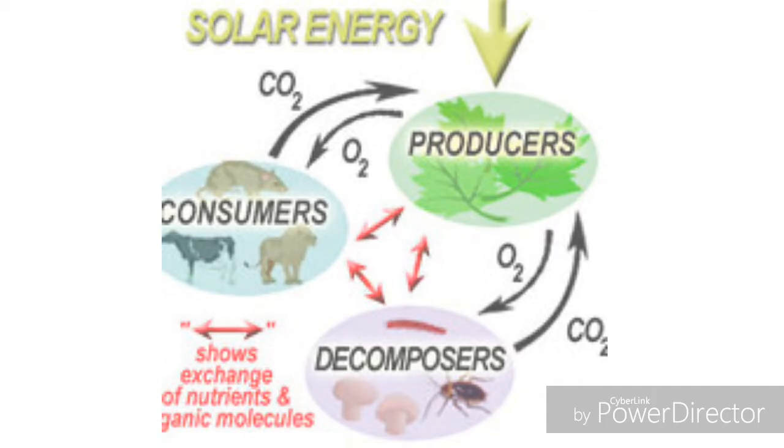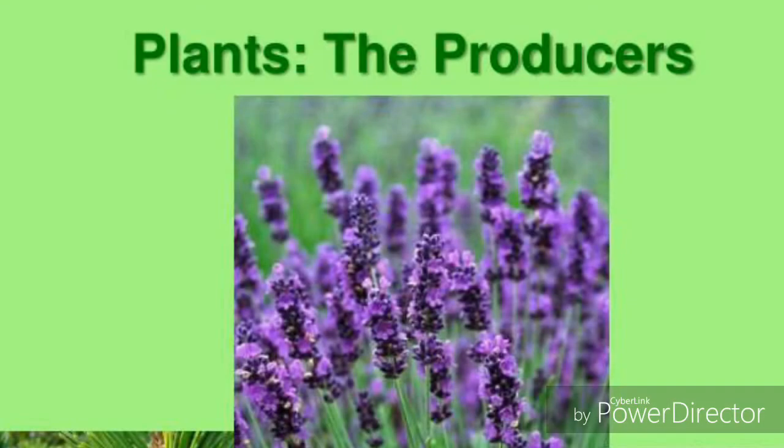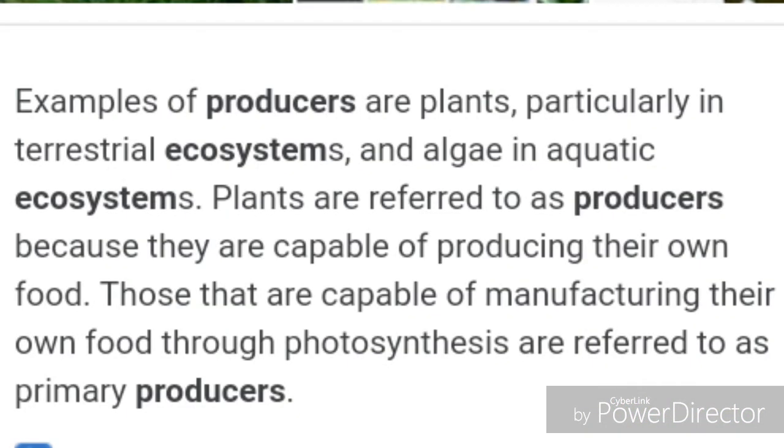Now let us learn about the producers. Green plants are the producers which perform photosynthesis, a vital biochemical process in nature. Examples of producers are plants, particularly in terrestrial ecosystems, and algae in aquatic ecosystems. Plants are referred to as producers because they are capable of producing their own food through photosynthesis, and these are called primary producers in nature.